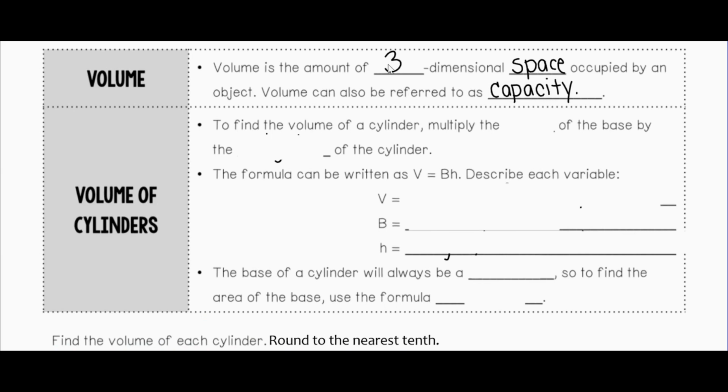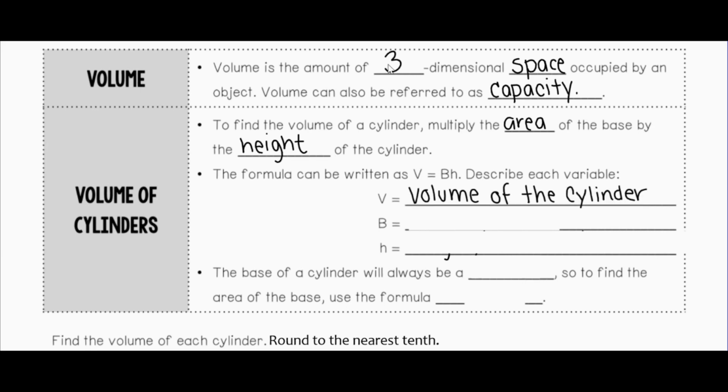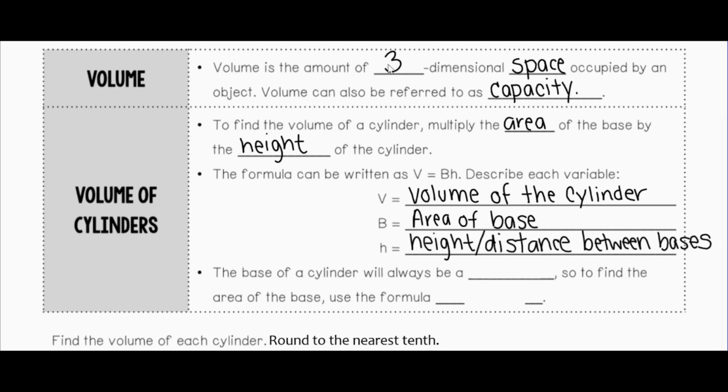Volume of cylinders. To find the volume of a cylinder, multiply the area of the base by the height of the cylinder. The formula can be written as V = B times h. Describe each variable. V represents the volume of the cylinder. Capital B represents the area of the base. And lowercase h represents the height, also the distance between the bases. The base of a cylinder will always be a circle. So to find the area of the base, use the formula pi times r squared.